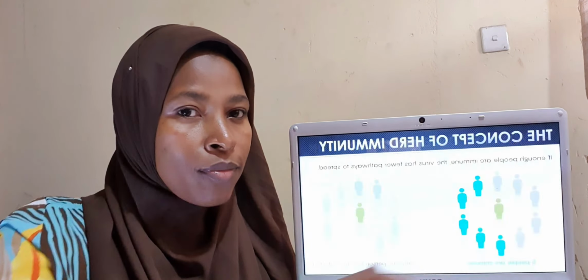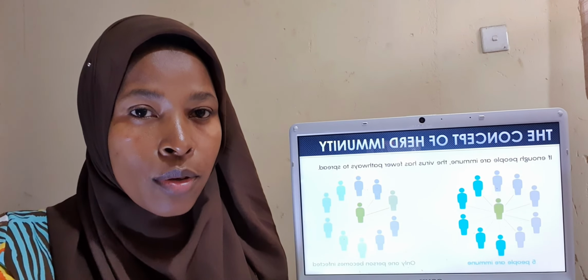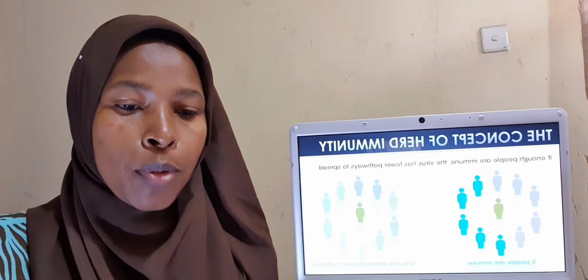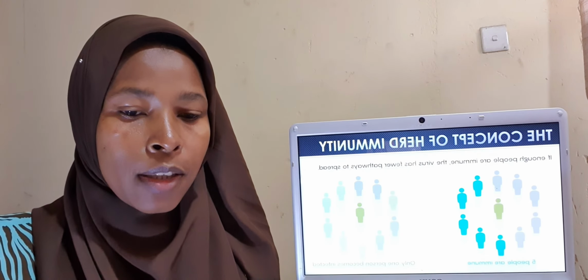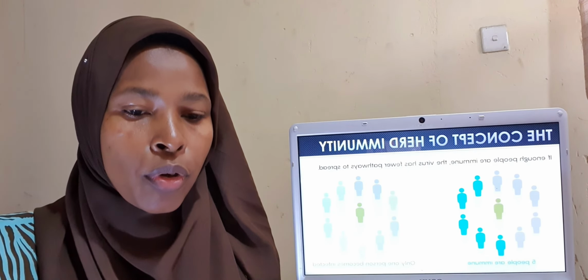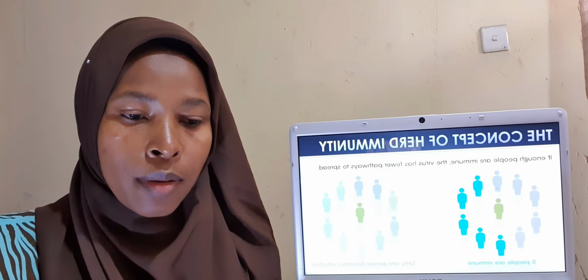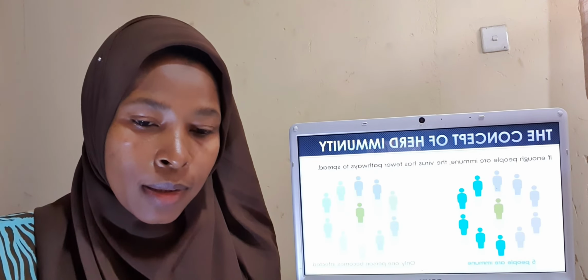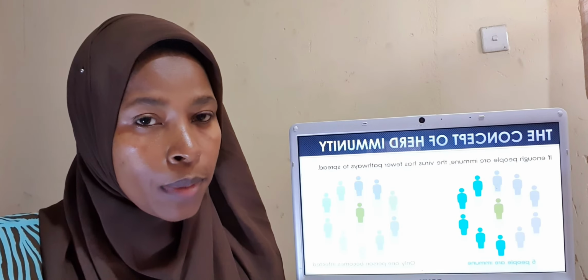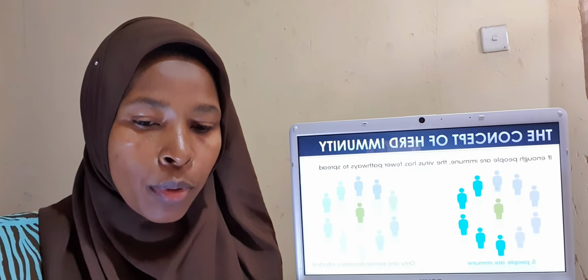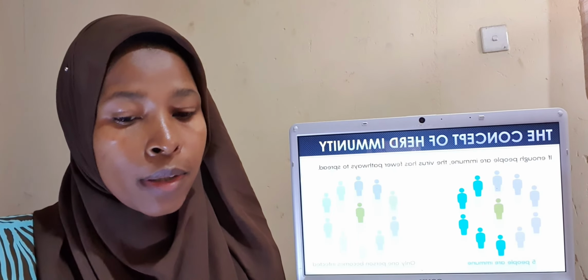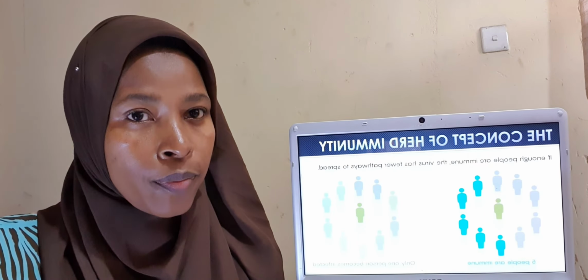The concept of herd immunity. Herd immunity is a form of immunity that occurs from a vaccination of a significant portion of population or herd, which provides a measure of protection for the vulnerable people who cannot be vaccinated. For example, the newborn babies, the elderly, or the sick people who have underlying health conditions that weaken their immune systems, for example, cancer or HIV.